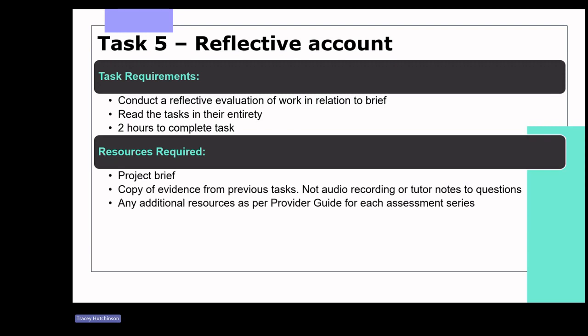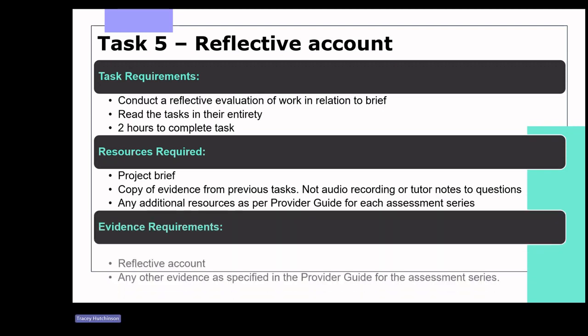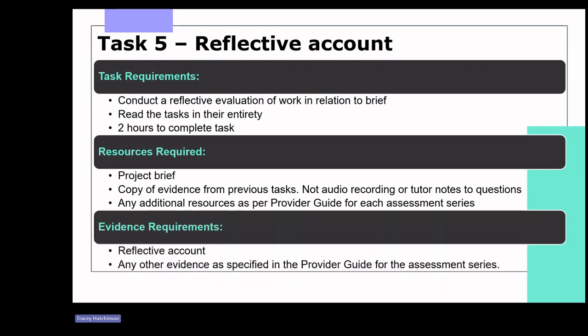Students will have access to the project brief, copy of evidence from research, Task 1, original report, Task 2, preparation and feedback for peer discussions, Task 3 and 3B, preparation for presentation and presentation materials, Task 4A and B. No audio recording or tutor notes will be accessible for the students. Any other resources stated in the provided guide for each specific assessment series. And the evidence that the students produce for this is their reflective account and any other evidence as specified in the provided guidance for each specific assessment series.